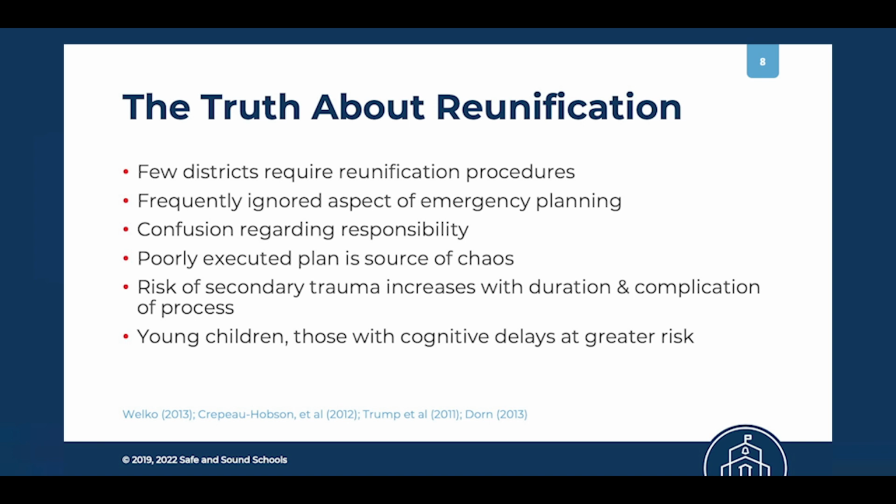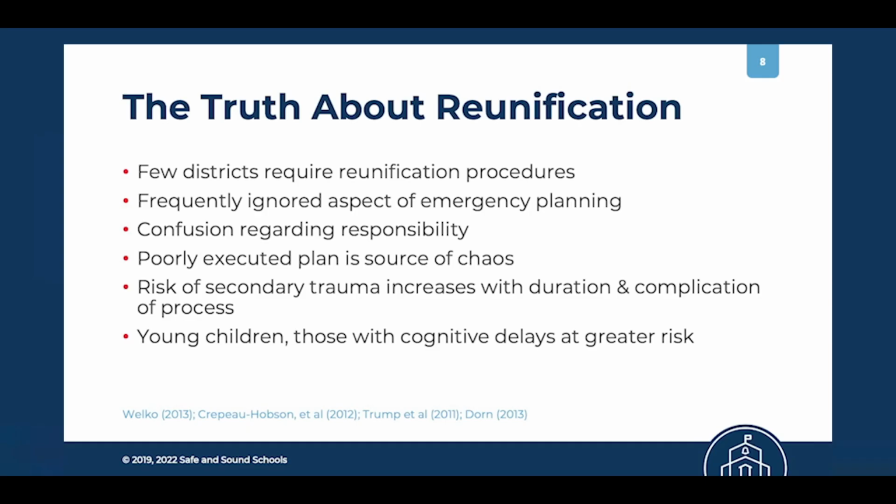That risk increases with the duration and the complication of that reunification process, really underscoring the importance of making sure that we have solid plans in place before there's ever a crisis. And last but not least, of course, many of our children in schools are young children. They're all minors, well, almost all minors. And we know that young children, minors, and children with cognitive delays are going to be at greater risk for secondary trauma in these events. So some difficult truths to confront, but some realities for sure about reunification.